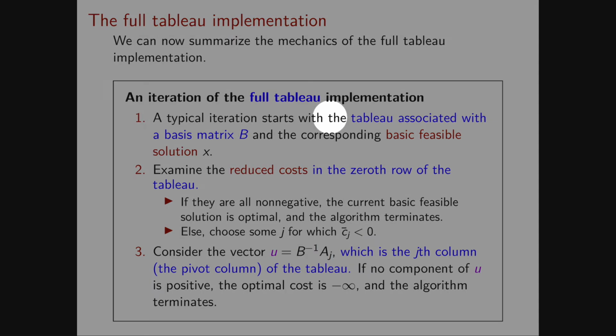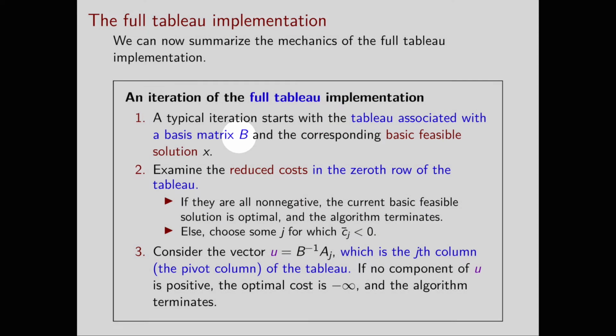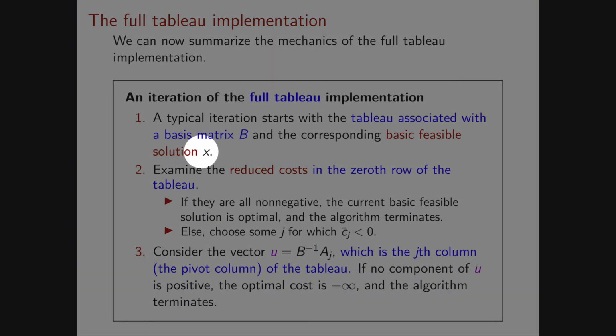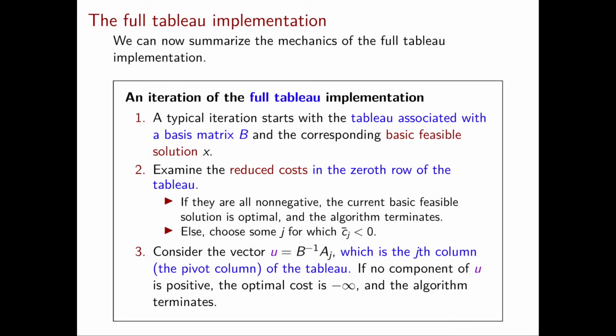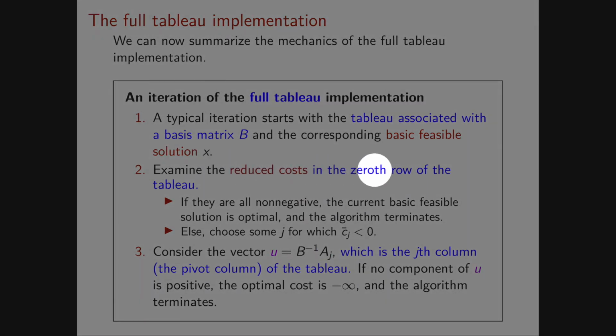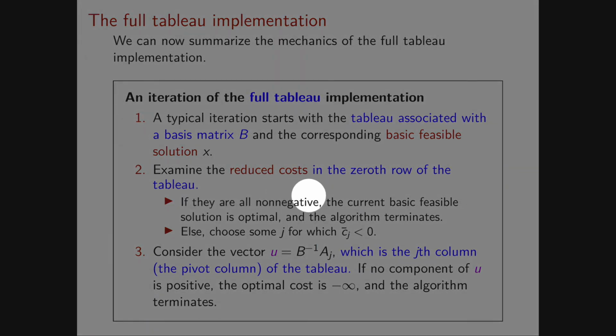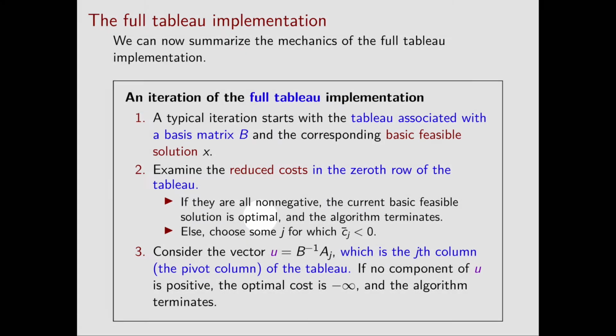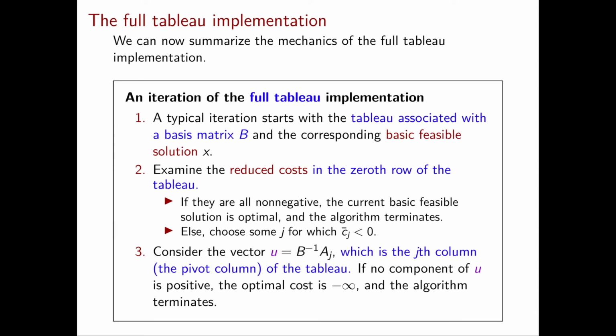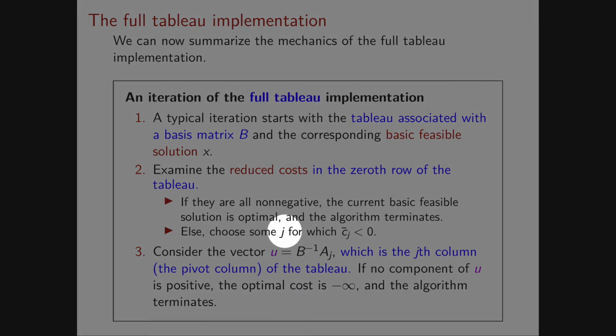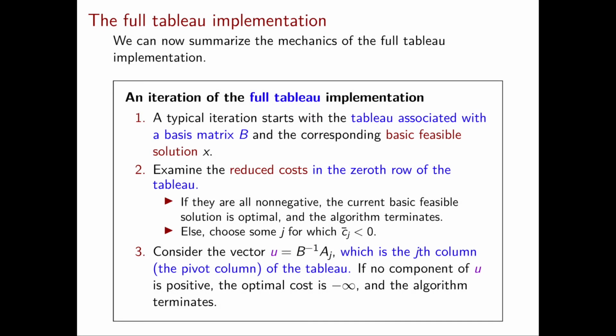In a typical iteration, we start with the tableau associated with the basis matrix B and the corresponding basic feasible solution x. Now we need to look at the reduced costs, and these reduced costs are in the 0th row of the tableau. As always, if they're all non-negative, the current basic feasible solution is optimal and the algorithm terminates. Otherwise, we choose some j with c̄_j negative.